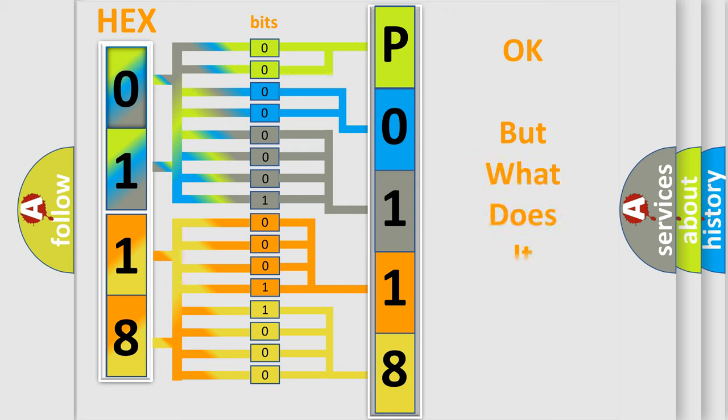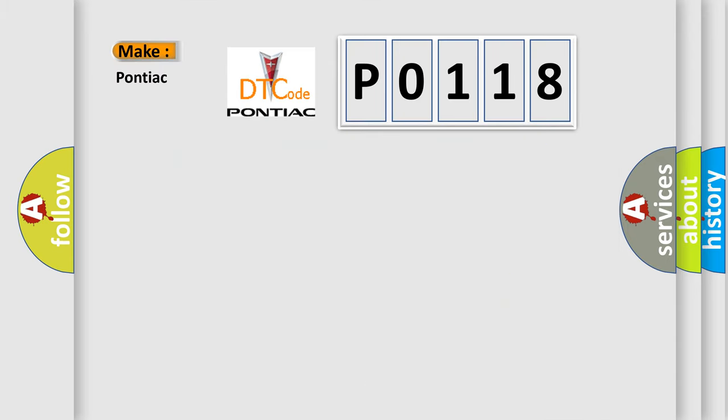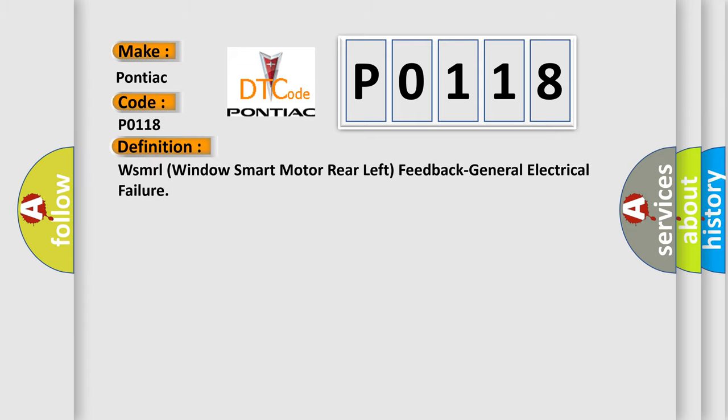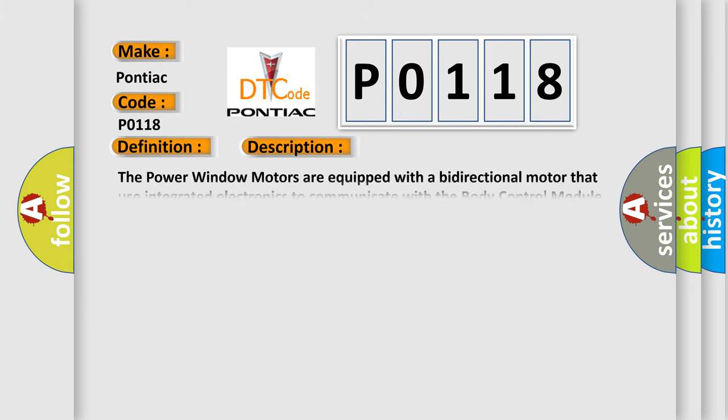The number itself does not make sense to us if we cannot assign information to what it actually expresses. So, what does the diagnostic trouble code P0118 specifically mean for Pontiac cars? The basic definition is: WSMRL, window smart motor rear left, feedback general electrical failure. And now this is a short description of this DTC code.